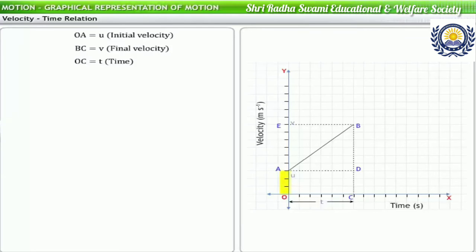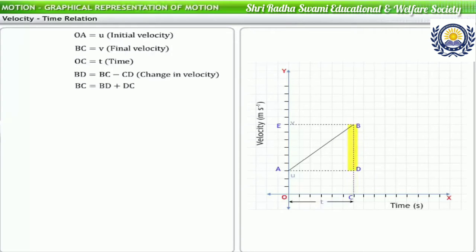Now, OA represents the initial velocity u. BC represents the final velocity v. OC represents the time t. And BD represents the change in velocity in time t. OADC being a rectangle, OC is equal to AD, and hence AD also represents the time t.